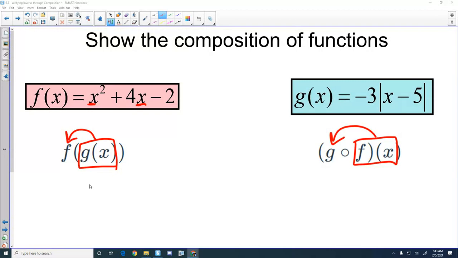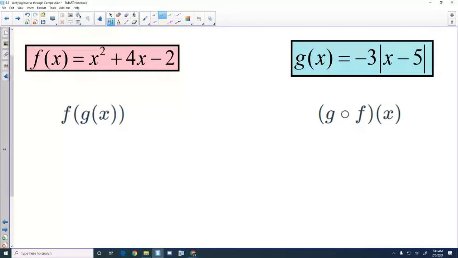All right, looks like everyone's been giving it a good try. So for this first one, f of g of x, I'm going to write out the f of x function. But everywhere I get to an x, I'm going to stop. And instead of writing an x, I'm going to write that g of x function in its place.